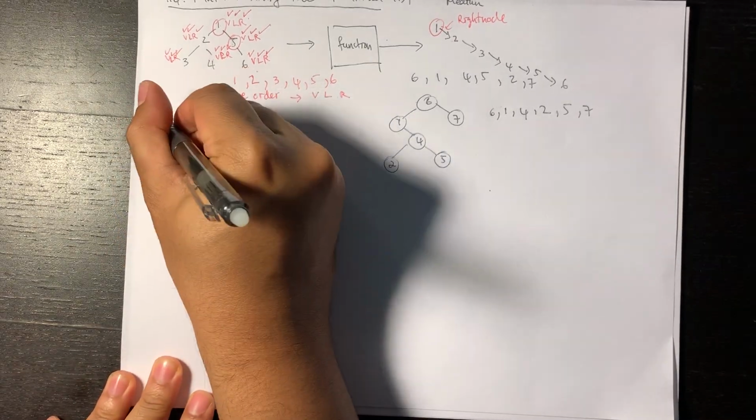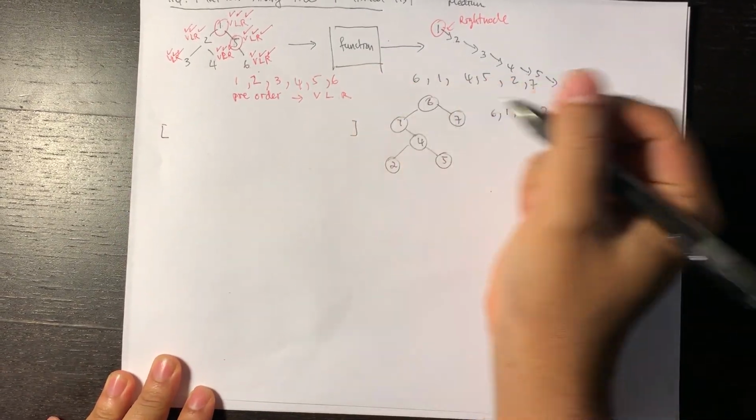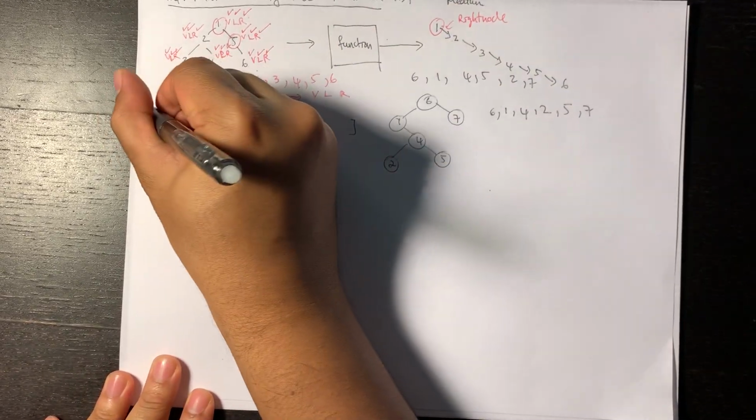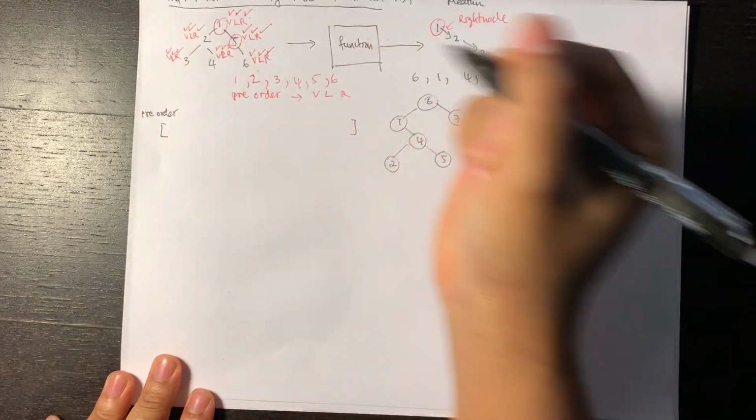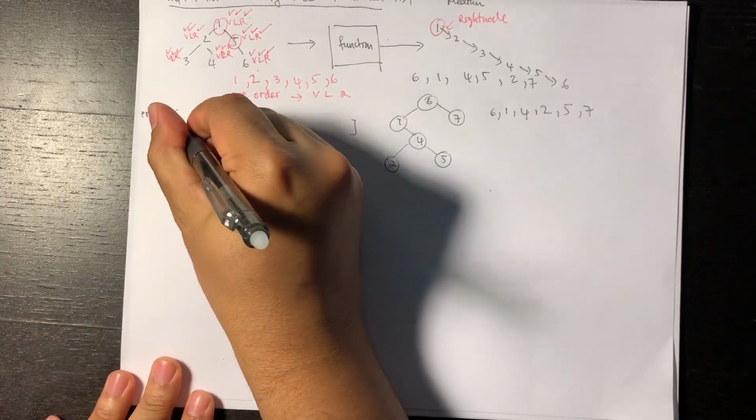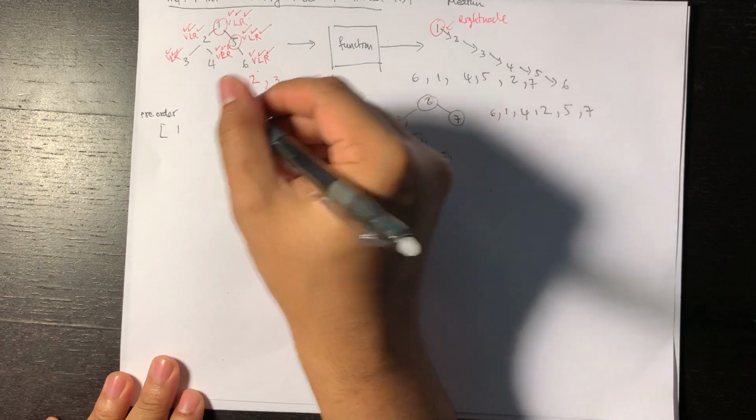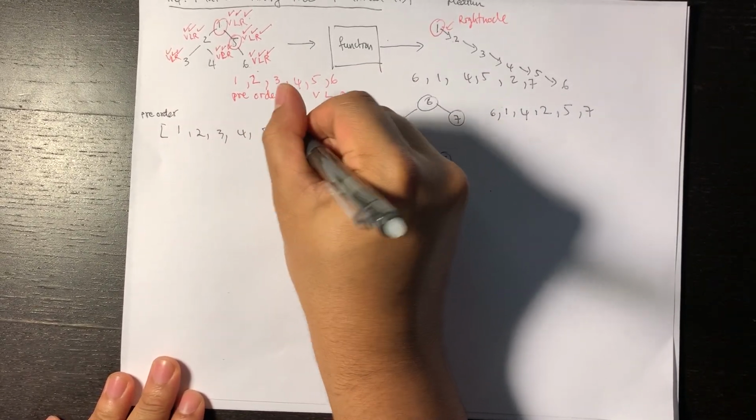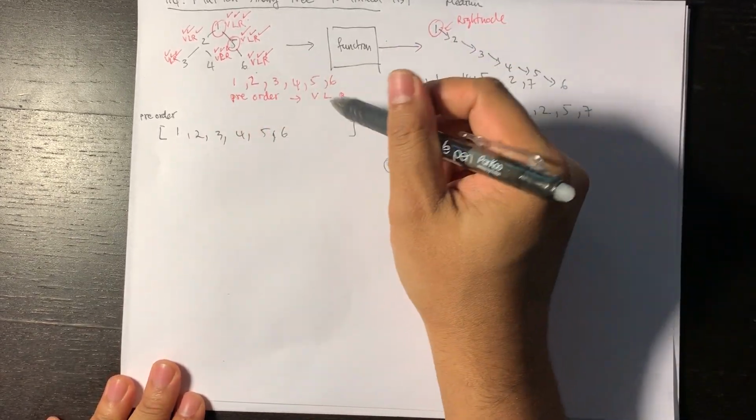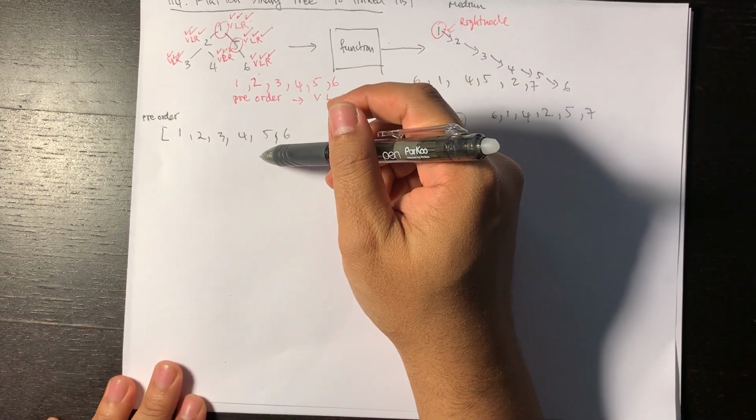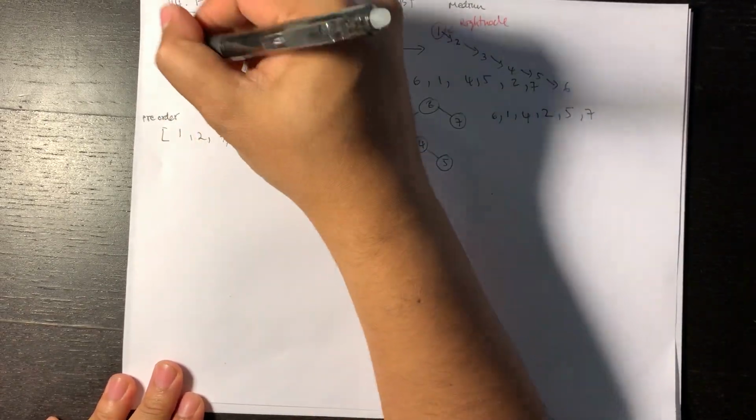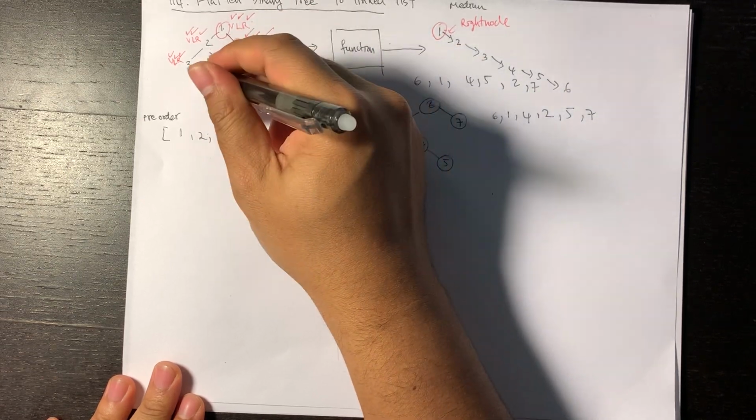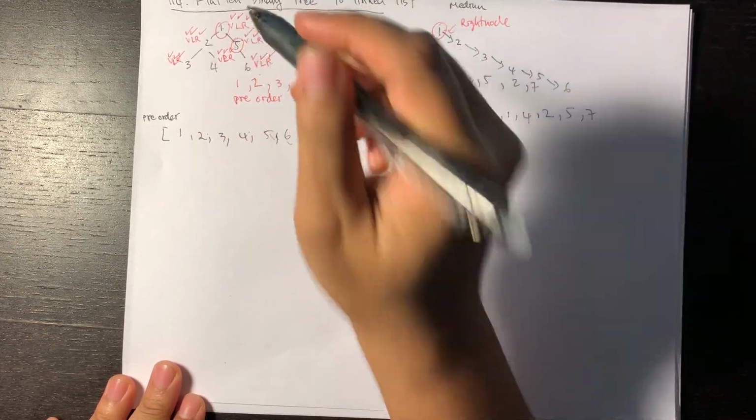So my thought process is to have a list containing the pre-order. So I'm thinking of having 1, 2, 3, 4, 5, 6. I'm thinking of having 6 pointers, pointing to 1, pointing to 2, pointing to 3, pointing to 4, pointing to 5, pointing to 6.